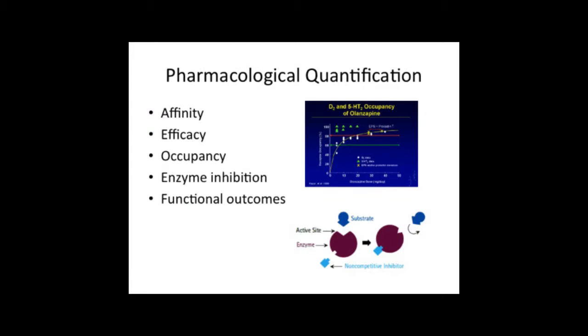So not only do we identify where they act, but we have to quantify them as to how one drug is better than the other. For that, we use a few terms like affinity, efficacy, how much of the receptors or target they occupy, how they inhibit enzymes, and what their final functional outcome is. The way we quantify it involves a little bit of mathematics, but it gives us clarity on how exactly they bring about their action.